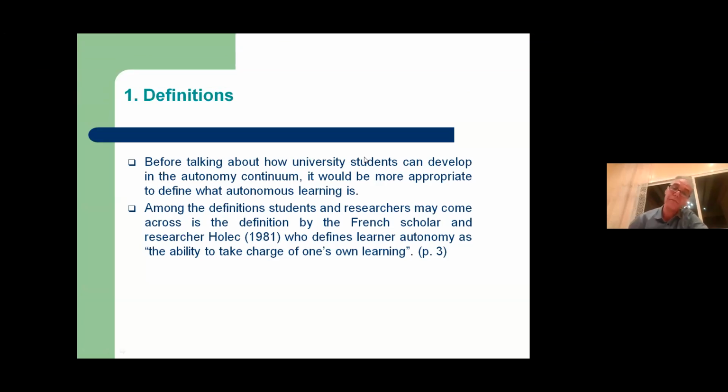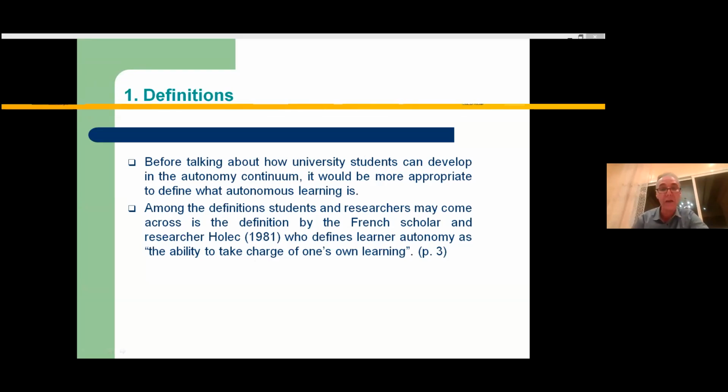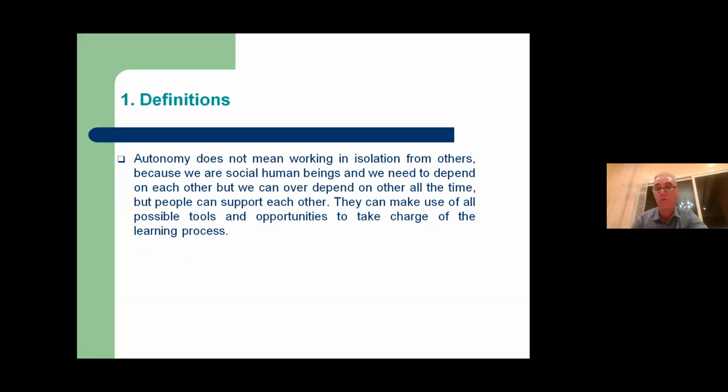Before we move on to talking about how we can promote autonomous learning among students at the university level, I think I have to first define what autonomy is. There are so many definitions that you may come across while doing the review of the literature. Many of us can come across the famous Holec, 1981, who defines learner autonomy as the ability to take charge of one's learning, page 3. So this is how it is defined by Holec: taking control or taking charge of the learning process. Here I'm saying that it does not mean working in isolation from others, because we are social human beings and we cannot be disconnected from people.